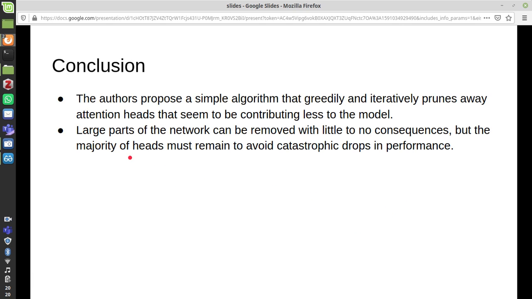To conclude, the authors present a simple algorithm that greedily and iteratively prunes away attention heads that seem to be contributing less to the model, and show that large parts of the network can be removed with little to no consequences, but the majority of heads must remain to avoid catastrophic drops in performance.